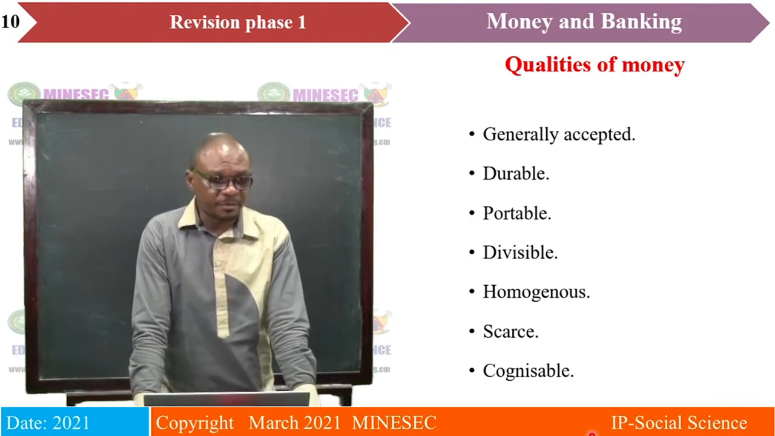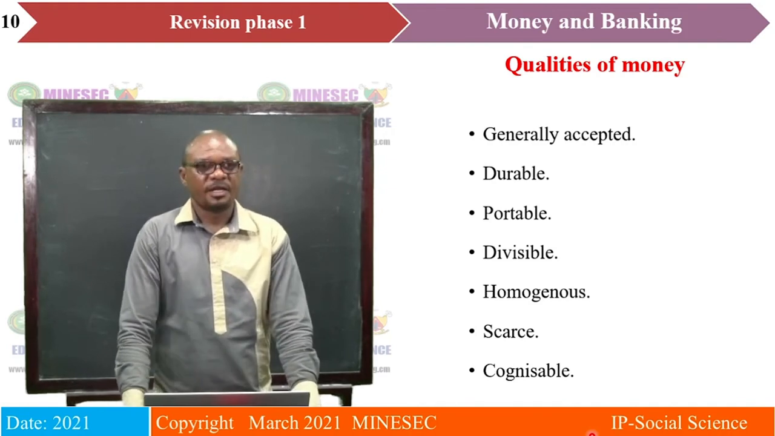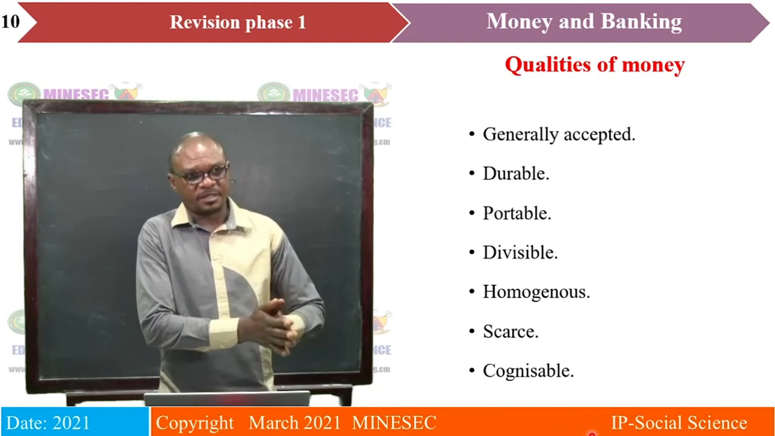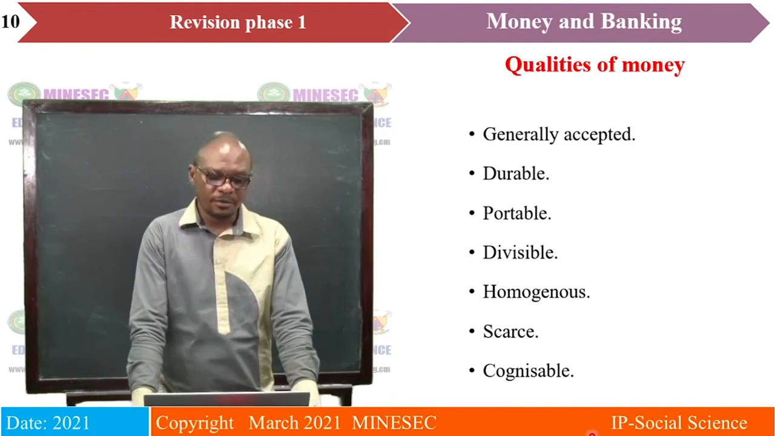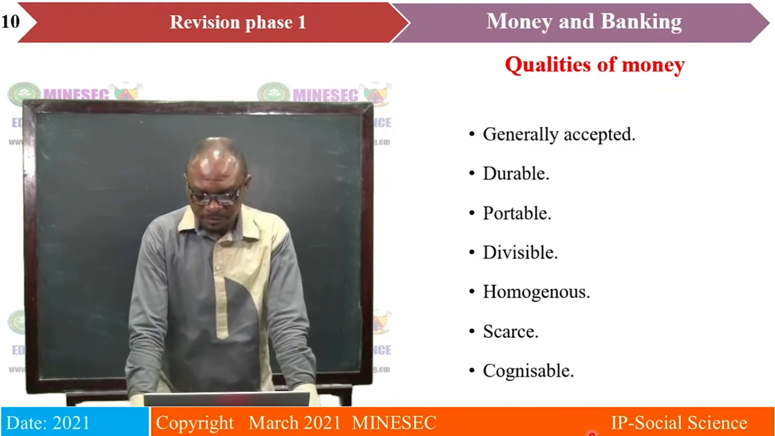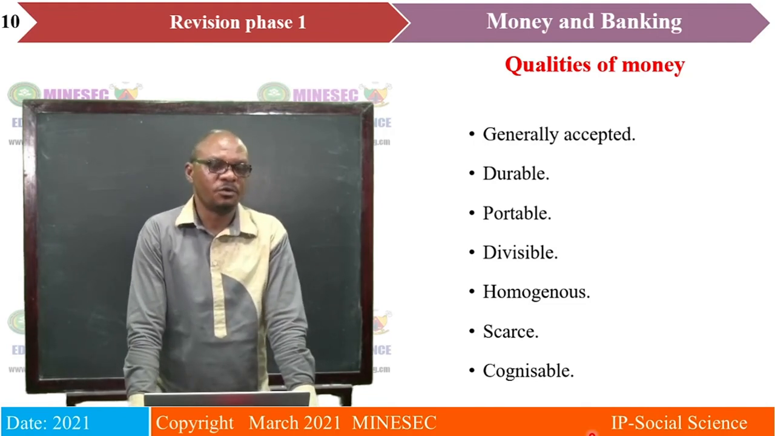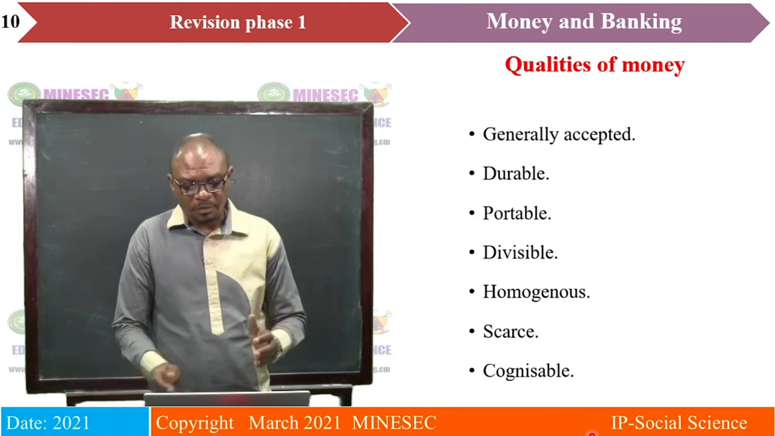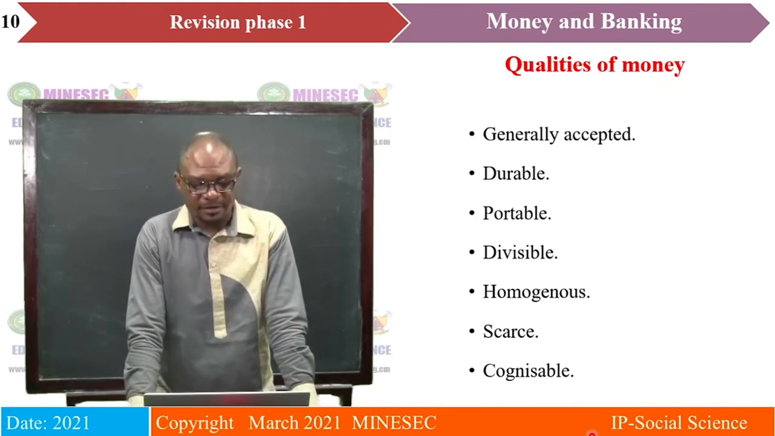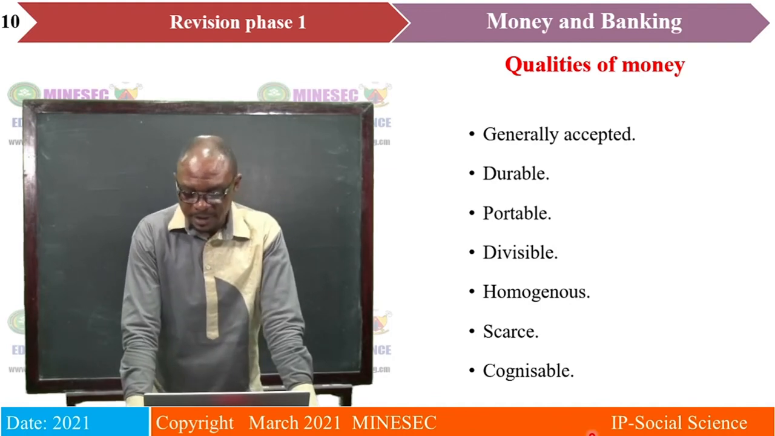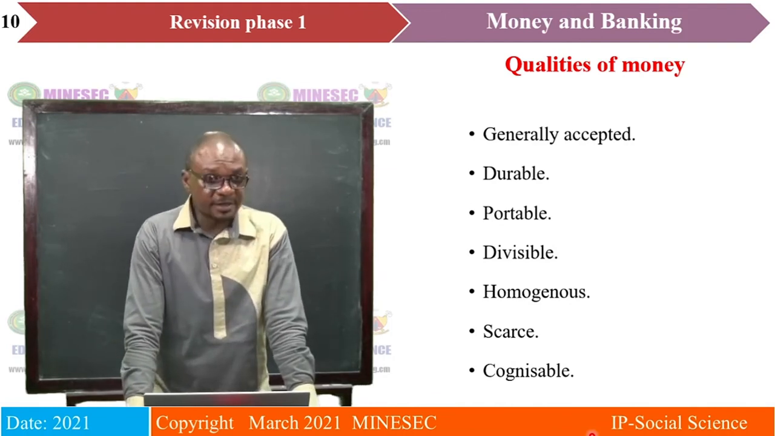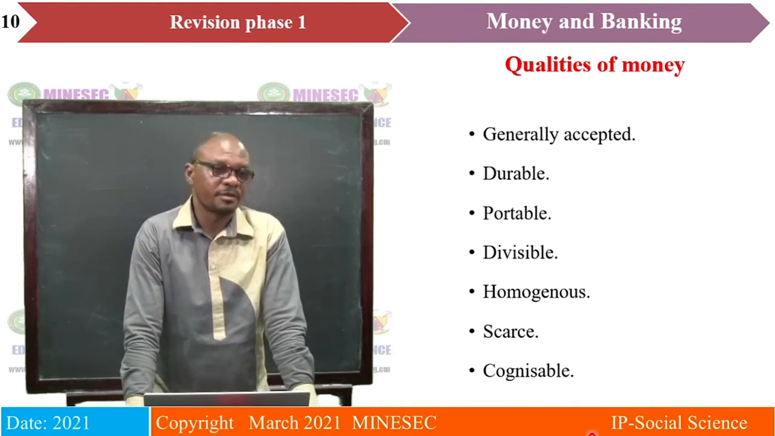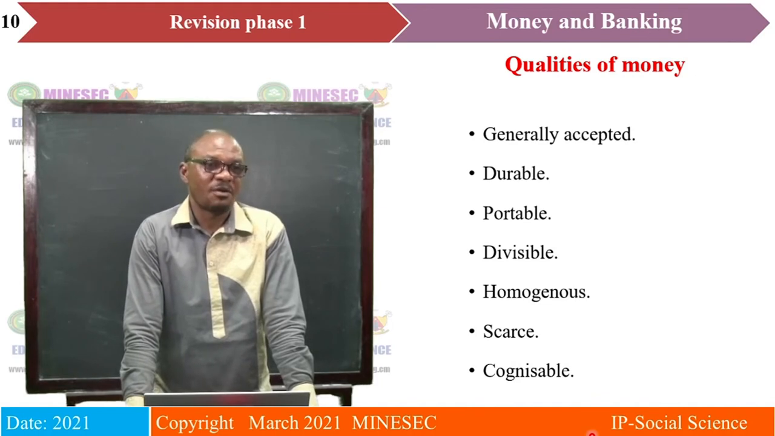Good money should be divisible. That means that it should be capable of being split, divided into smaller denominations to enable small-scale transactions to be possible. Good money should be homogeneous. Units of each amount, units of each unit of the currency should be the same. That would mean that 500 francs held by somebody in point A should be the same as the 500 francs held by some other person in point B or in town B. Money should be scarce. And finally, money should be cognizable, meaning that we should be able to recognize it as money and distinguish it from perhaps counterfeit.